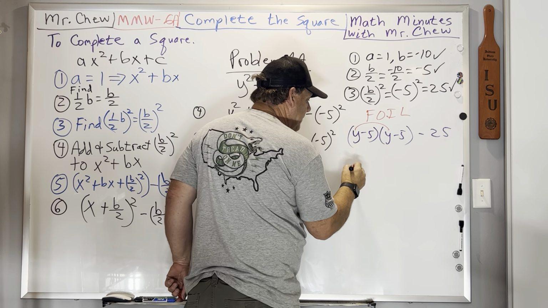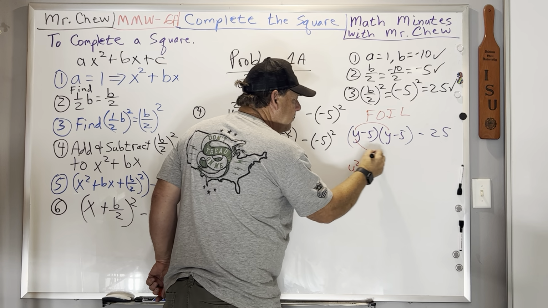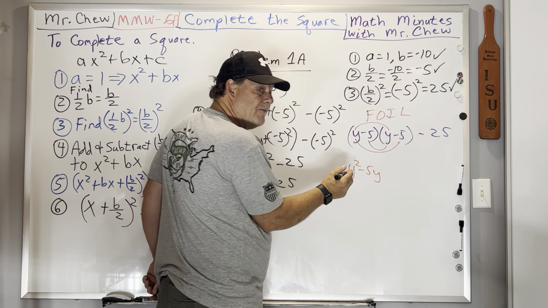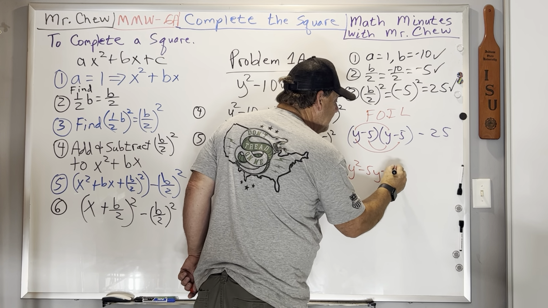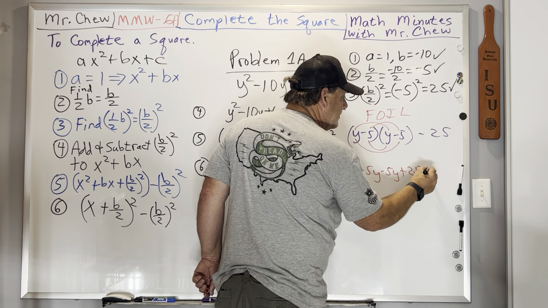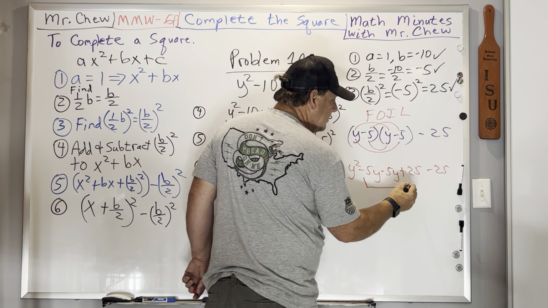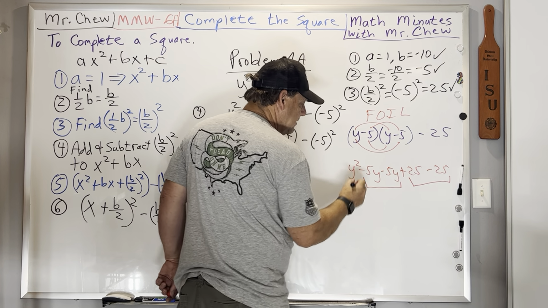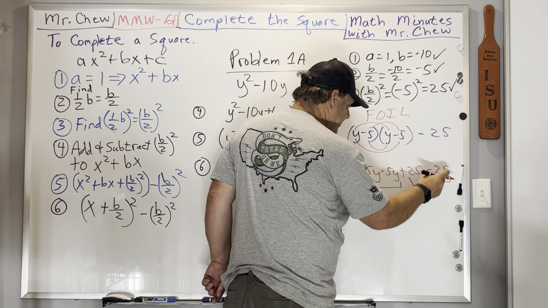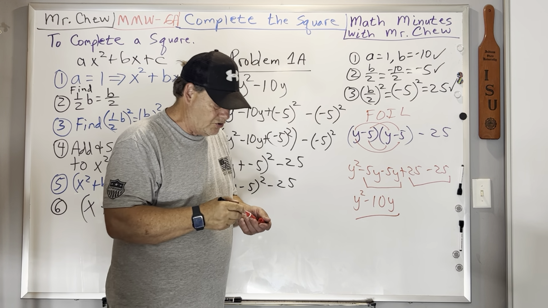First, y times y is y squared. The O is outer. Y times -5 is -5y. The I is inner. -5 times y is -5y. And then the last, -5 times -5 is 25, and then we subtract 25. I have like terms here and like terms here. This is y squared minus 10y, and then 25 minus 25 is 0. This number and this number are the same, which means I just checked it.